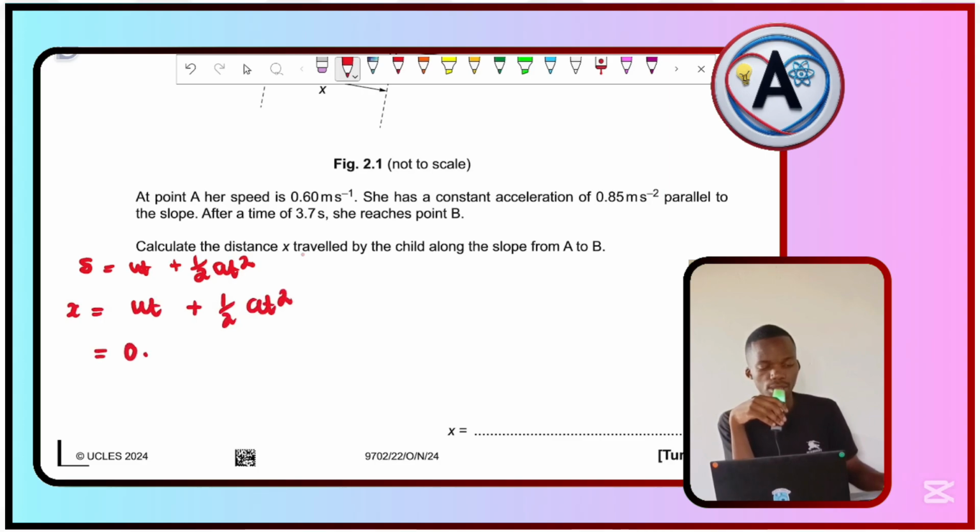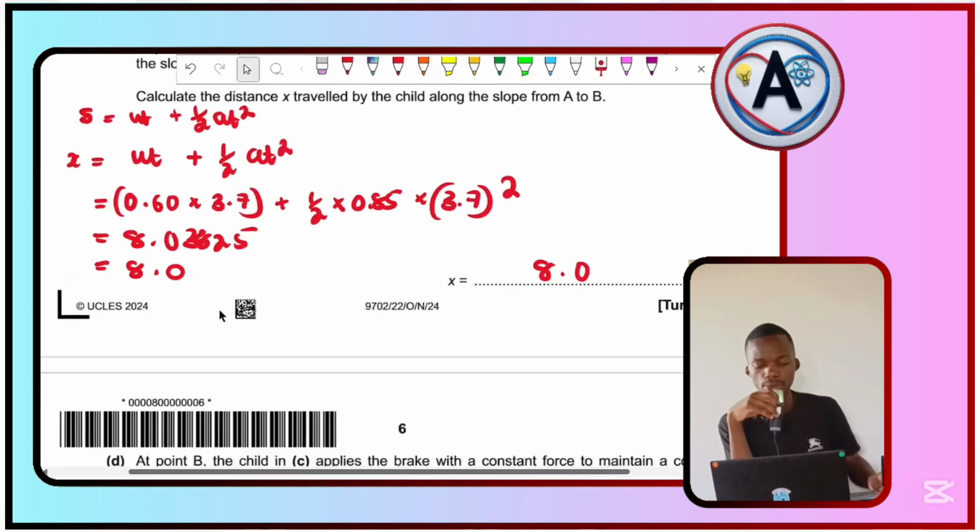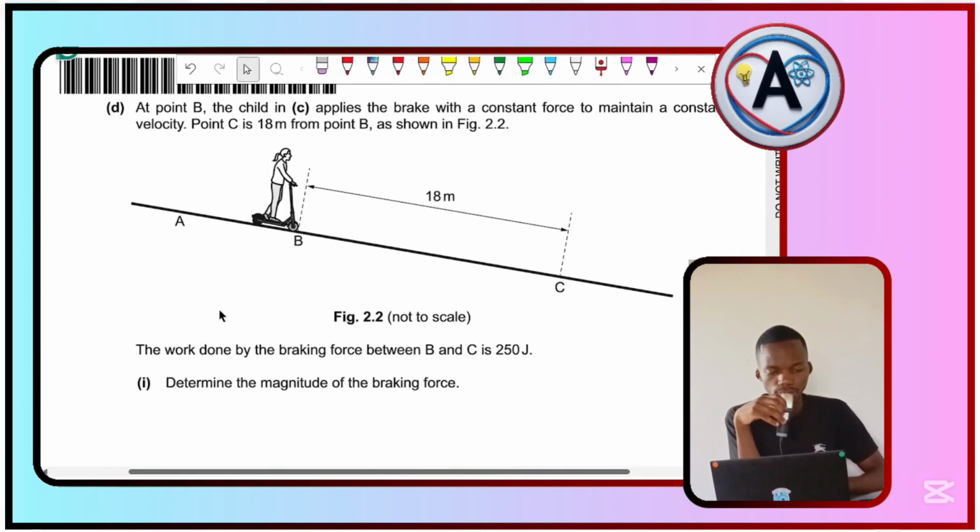My initial speed is basically 0.60, my time 3.7, plus 1/2, my acceleration 0.85, my time 3.7 squared. You're going to get a value of x that's around 8.03825. Again, two significant figures. The raw data, for example 0.60, has 2 SF, so I should get 8.0 meters. So 8.0. Okay, cool. Moving on.